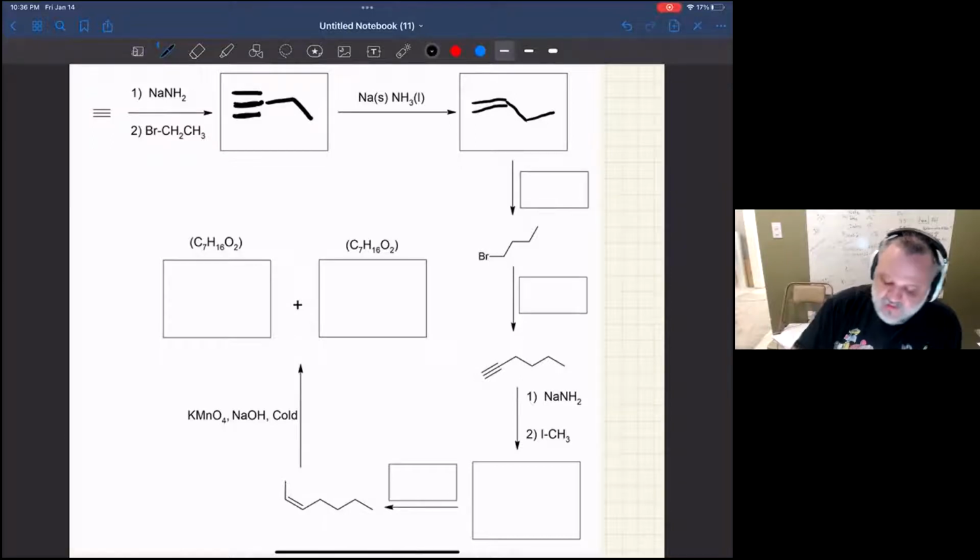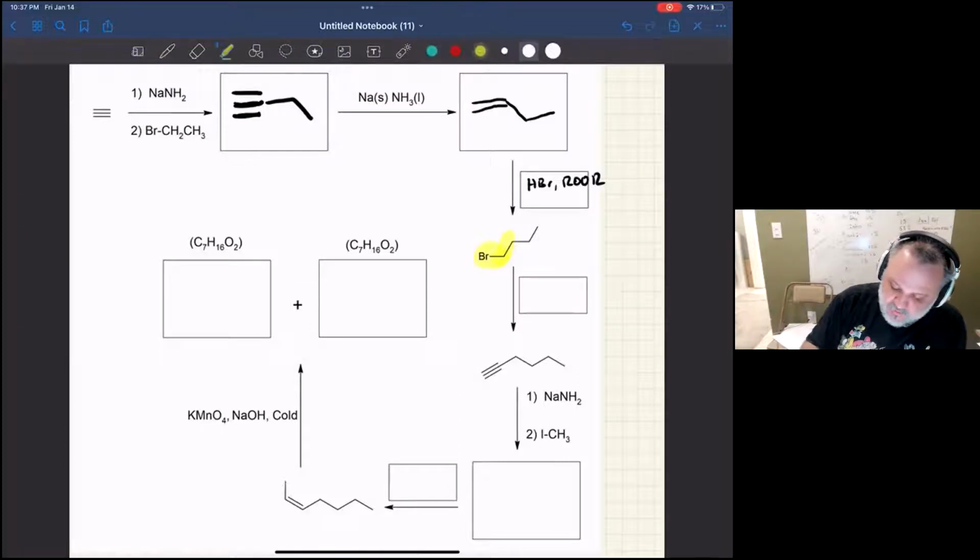Okay, so what about the next one? It looks like in the next one, I'm adding a bromine in an anti-Markovnikov fashion. So this one is good old HBr in the presence of peroxide. Now what do I have to do? I have to take this bromide, a 1, 2, 3, 4 carbon bromide, and make it into something that has 1, 2, 3, 4, 5, 6 carbons. How do I do that?